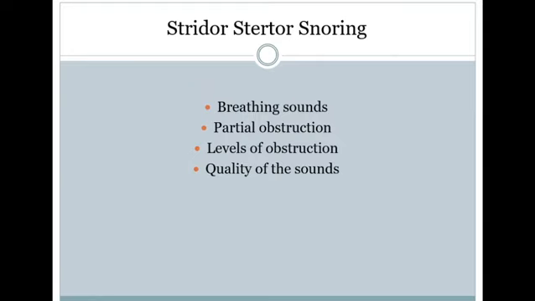So what about the quality of the noise? Stridor is often high pitch, voluminous, while stertor is low pitch, coarse, hoarse noises. So snoring is basically stertoric breathing when you're sleeping. We'll do snoring after this, but it's basically stertor, not stridor. Stridor is at the larynx. Stertor is above the larynx. That's all that you need to know.